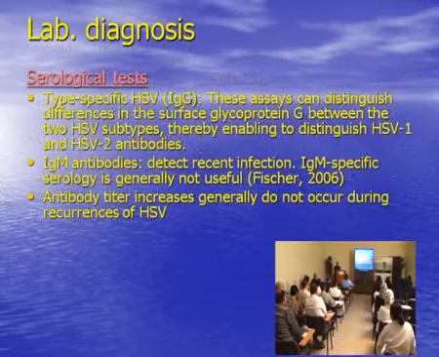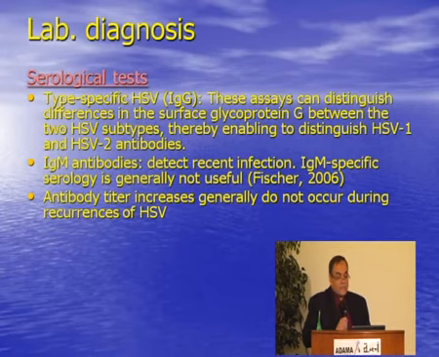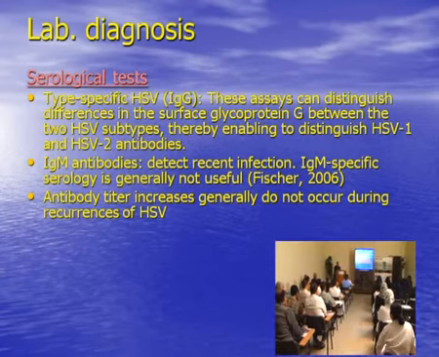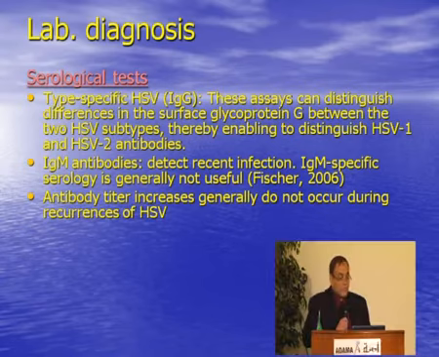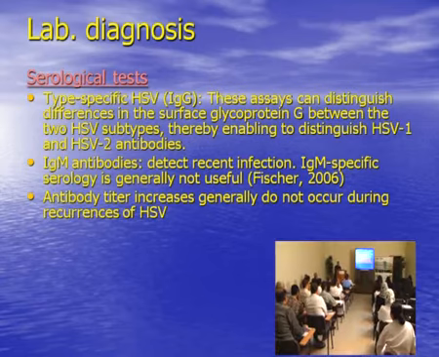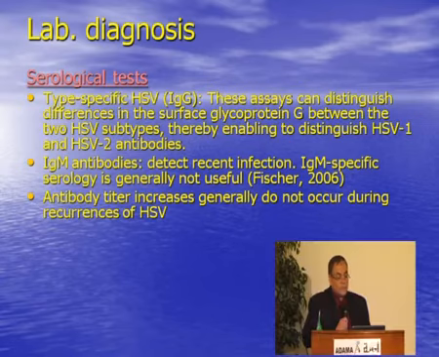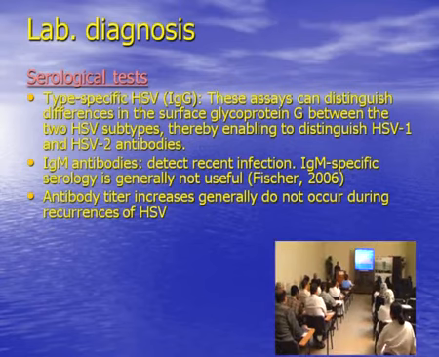Now we'll talk about the laboratory diagnosis. First of them is the serological test. IgG, or type-specific HSV. This assay can distinguish differences in the surface glycoprotein G between the two herpes simplex virus subtypes, thereby enabling us to distinguish herpes simplex type 1 and herpes simplex type 2 antibodies. This IgG is, as you know, lifelong. IgM antibodies detect recent infection.